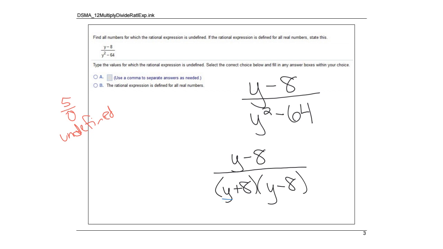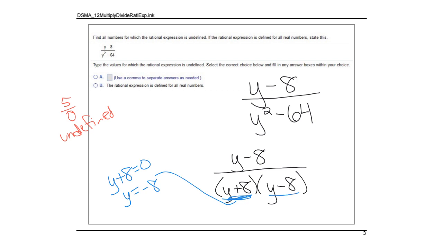So let's take a look. We're going to set y plus 8 equal to 0. That would give us negative 8. The problem is, if we substitute negative 8 into this binomial right here, we would get 0. And then 0 times anything is still 0, and we're dividing by 0. That's not going to work. That's going to make this undefined.